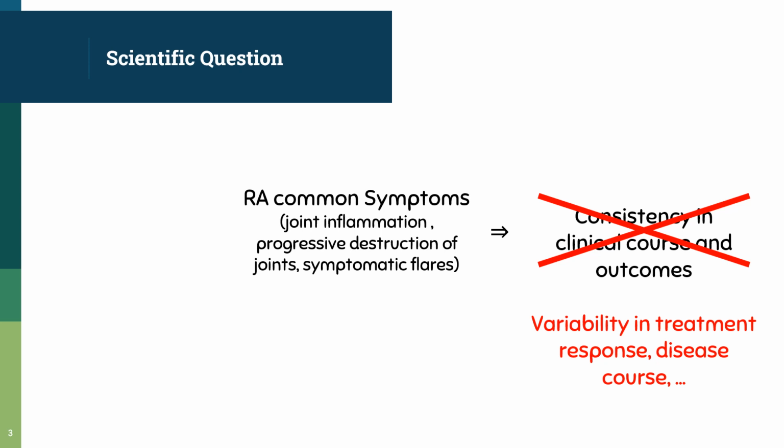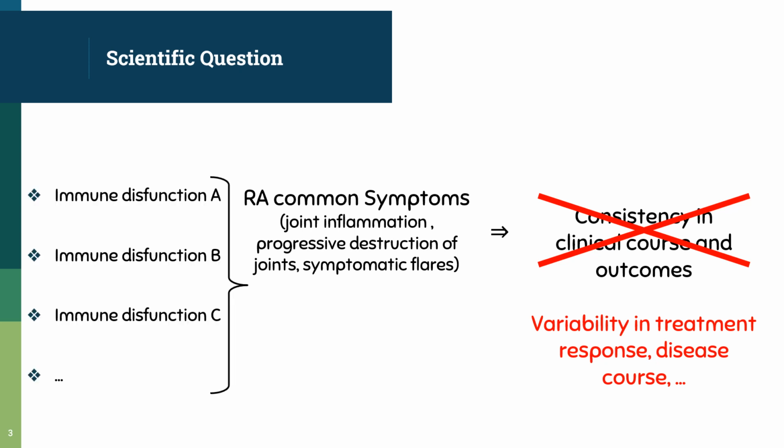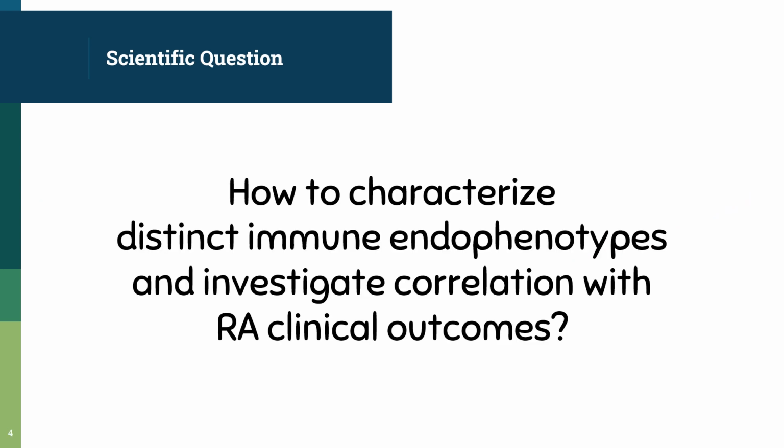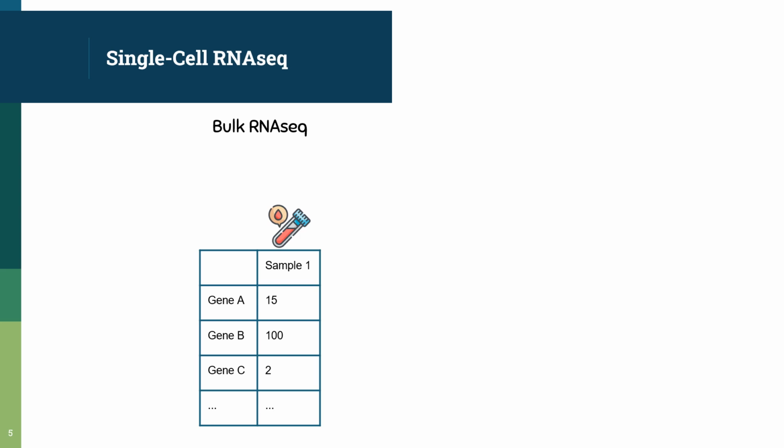This led us to posit that this difference is due to a plurality of immune dysfunction causing specific symptoms from distinct immune cell expression profiles, namely the RA endophenotypes. This leads us to our scientific question: how to characterize distinct immune endophenotypes and investigate correlation with RA clinical outcomes? We decided to conduct this study using single-cell RNA sequencing.